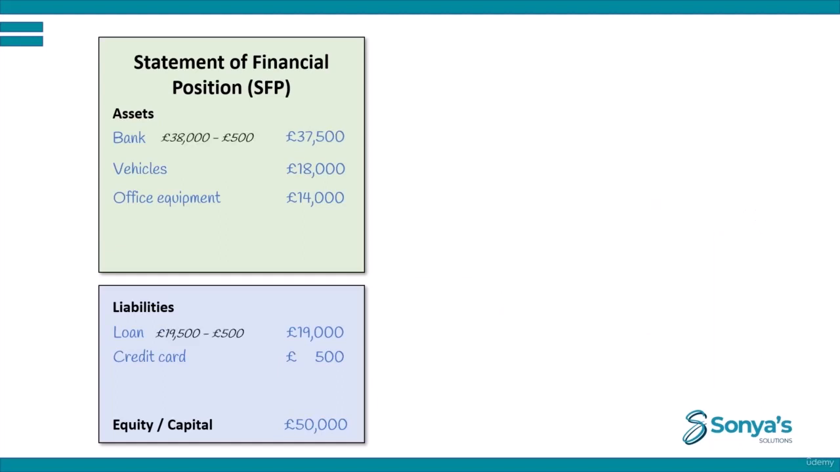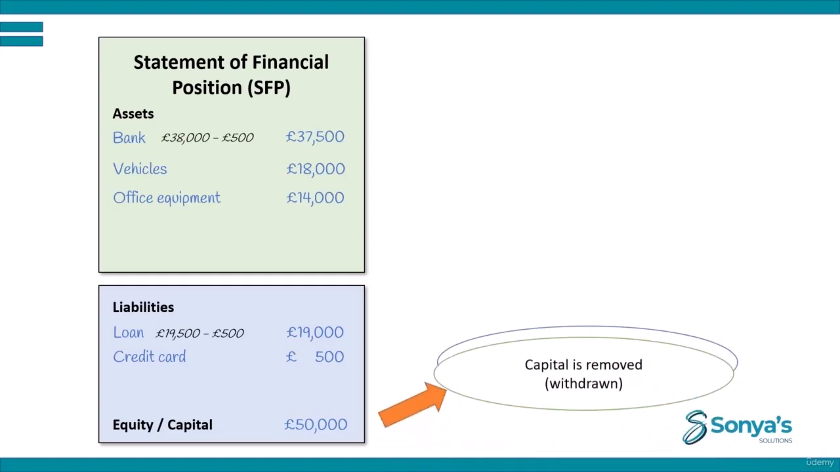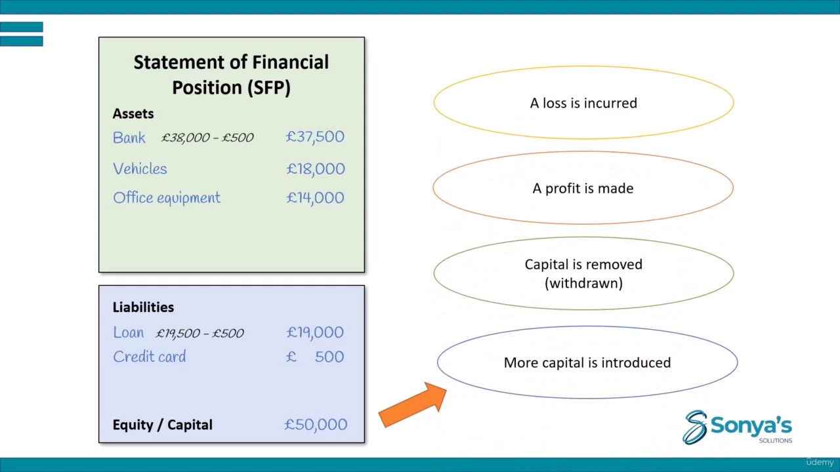The balance of equity will change over time. For example, investors may want to invest more. They may withdraw from capital. Capital grows when profit is made and retained in the business, and it reduces if the business is loss-making.